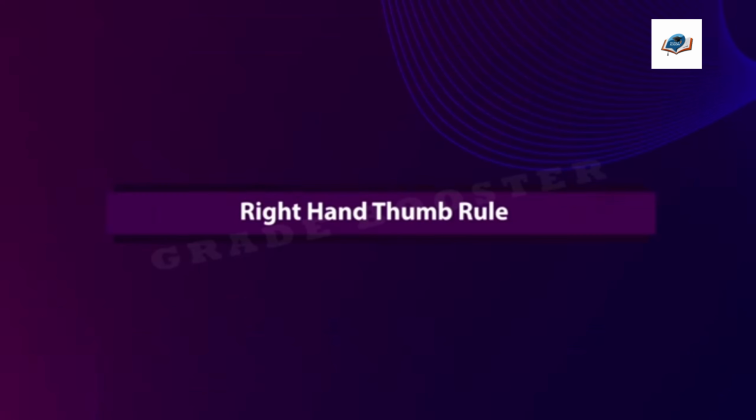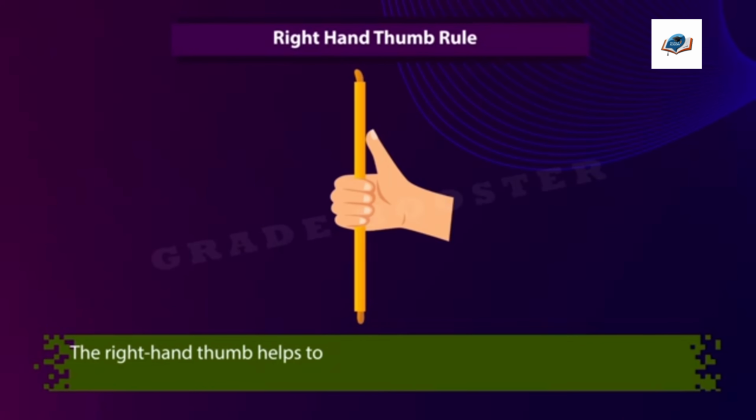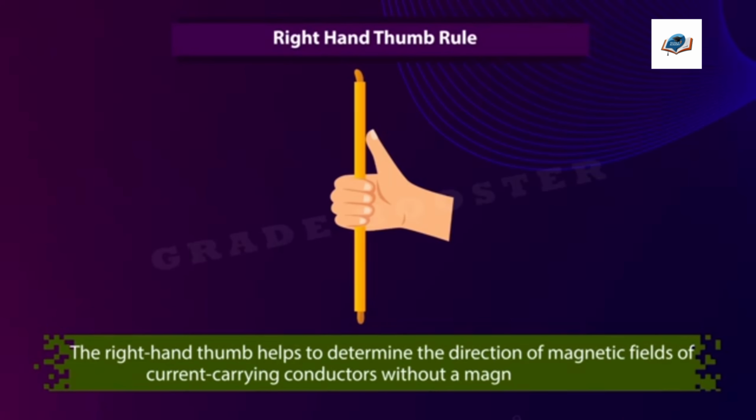Now let's see the right hand thumb rule. The right hand thumb rule helps to determine the direction of magnetic fields of current carrying conductors without a magnetic compass.